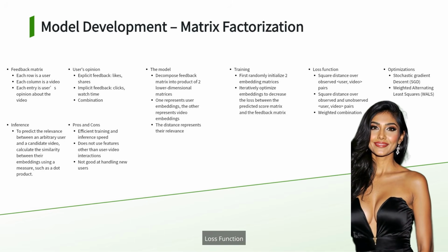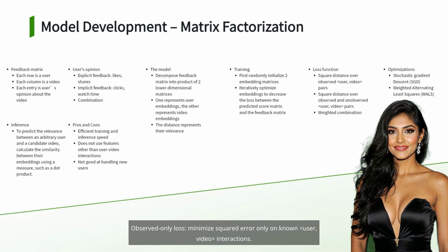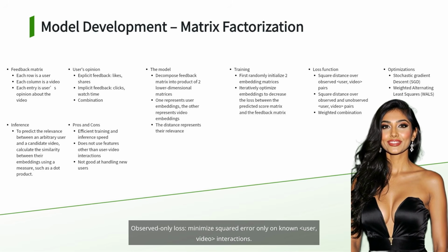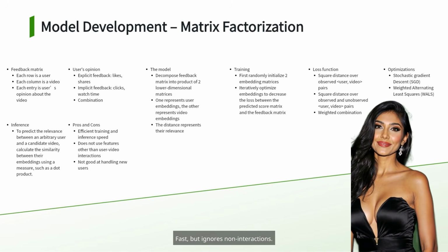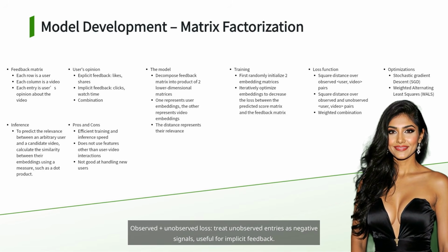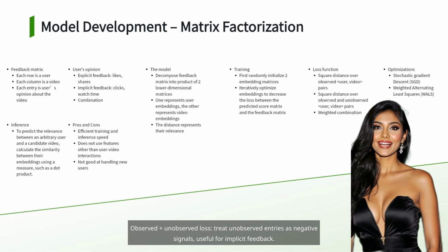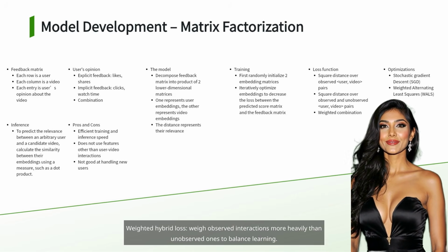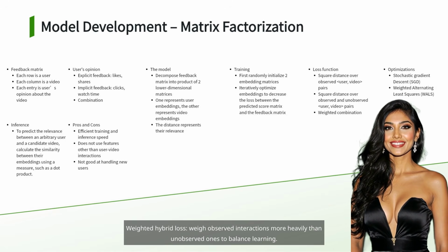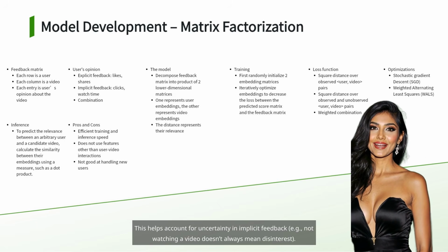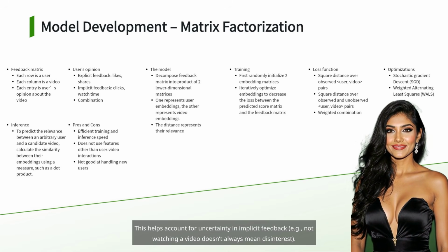Loss function. There are three main loss formulations. Observed-only loss: minimize squared error only on known user-video interactions, fast but ignores non-interactions. Observed plus unobserved loss: treat unobserved entries as negative signals, useful for implicit feedback. Weighted hybrid loss: weigh observed interactions more heavily than unobserved ones to balance learning. This helps account for uncertainty in implicit feedback, e.g., not watching a video doesn't always mean disinterest.